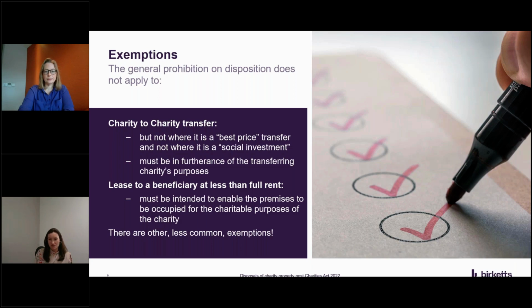But it's important to think about all of the circumstances. As I say, these aren't all of the exemptions, so it's really important that you take appropriate advice to make sure that you're not relying on an exemption you think applies.